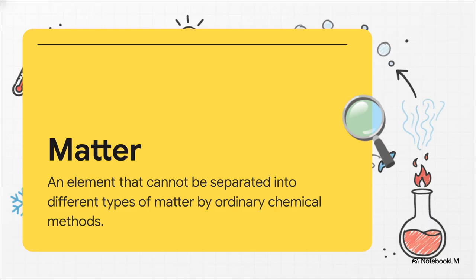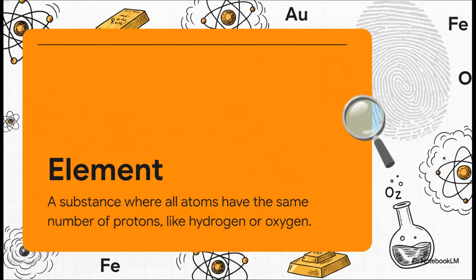And this stuff is made of these pure fundamental things called elements. Those are the absolute basic building blocks. And that leads us right into elements. Think of these as the purest ingredients you can have, like hydrogen or oxygen or gold. What makes each one unique? It's that all of its atoms have the exact same number of protons. It's kind of like their atomic fingerprint.